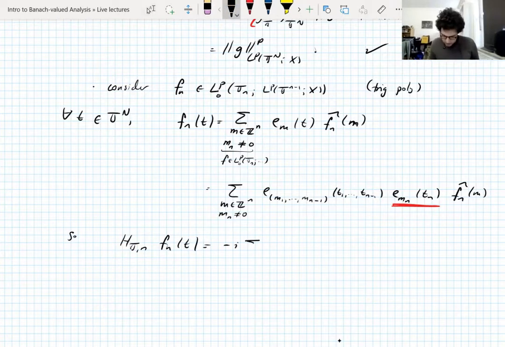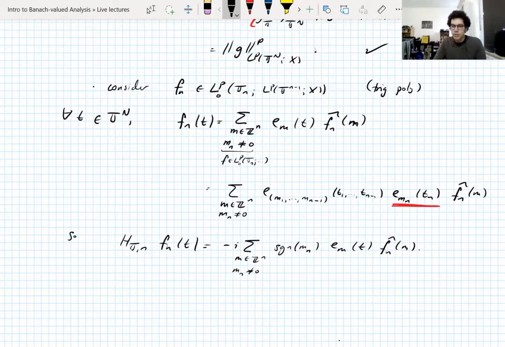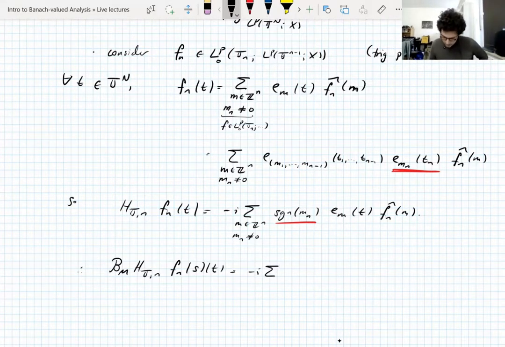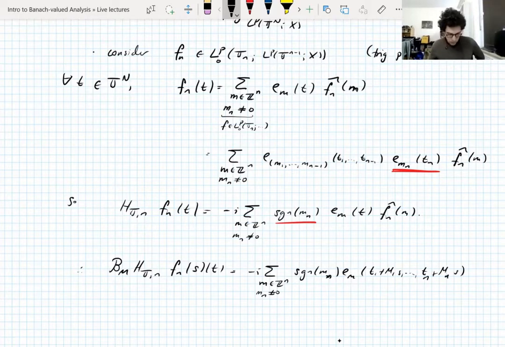So what you get is minus i sum over these integers, sign of m sub n, times the complex exponential that you started with, times the Fourier coefficients. So that's what the Hilbert transform in the nth variable does to such a function. It pulls out the sign of m sub n. And therefore, when you apply the Bourgain map to that, now we have two variables, s and t, where t is n variables. You get a sign of m sub n, nothing changes there. But t gets changed to t1 plus m1s up to tn plus mns, where I only have the first n variables, like that. So this is our first computation here.